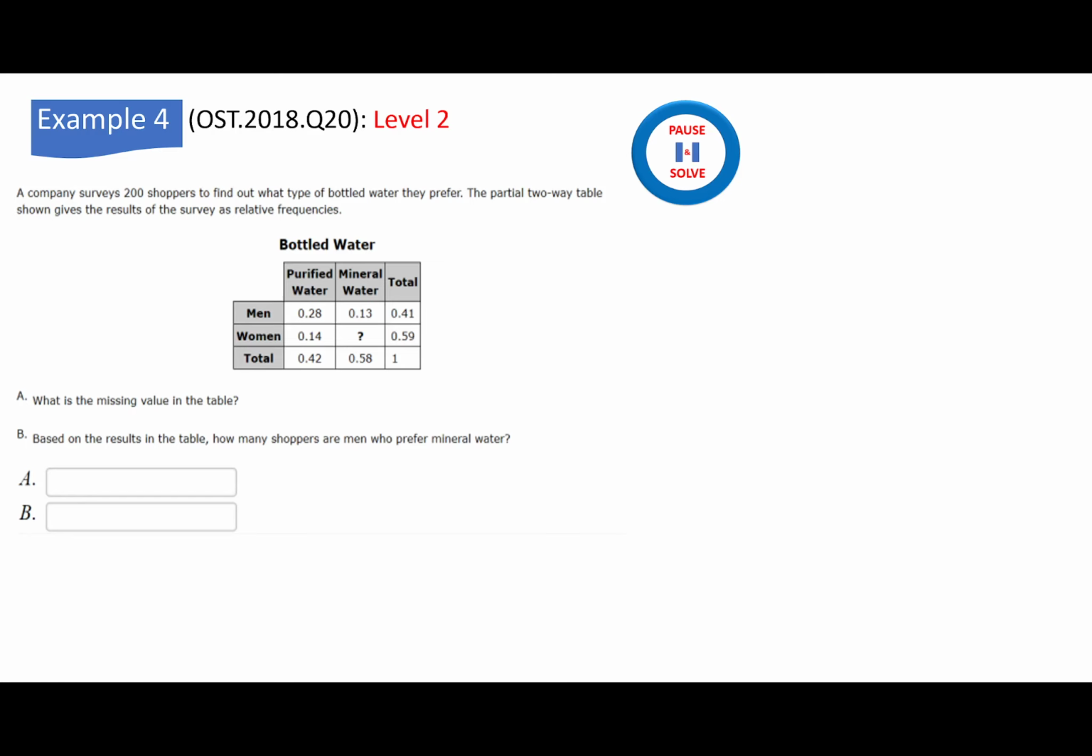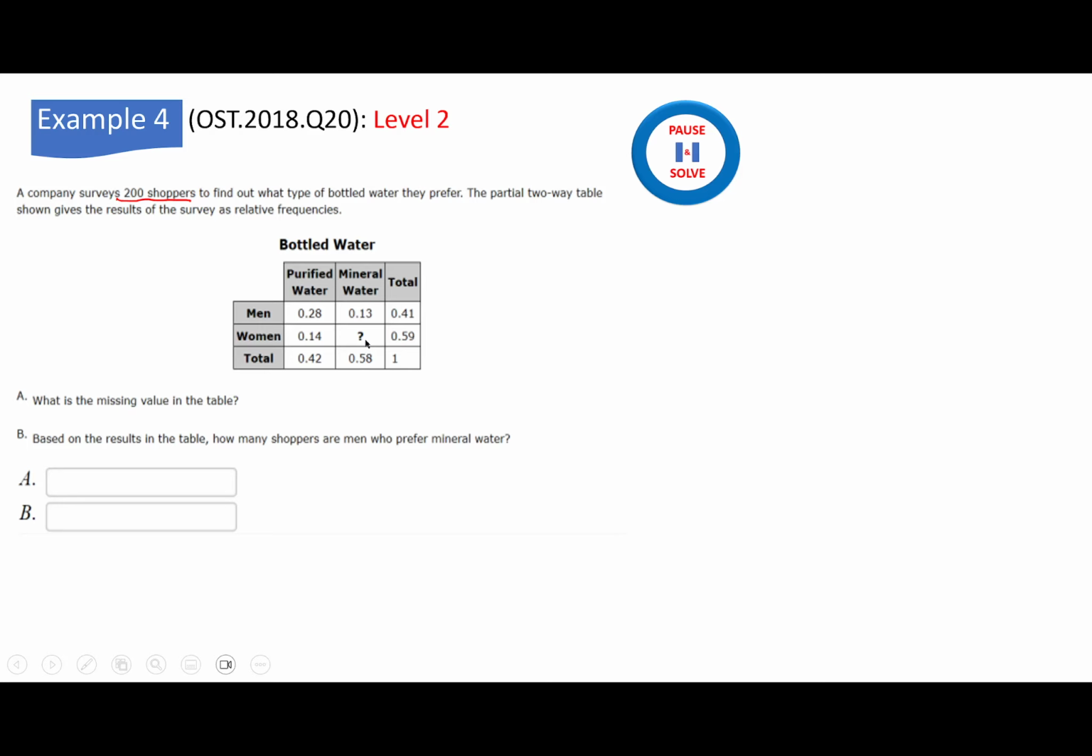Example 4. This is another interesting example. A company surveyed 200 shoppers to find out what type of bottled water they prefer. The partial two-way table shown gives the results of the survey as relative frequencies, percentages. What is the missing value in the table? So this one is missing.